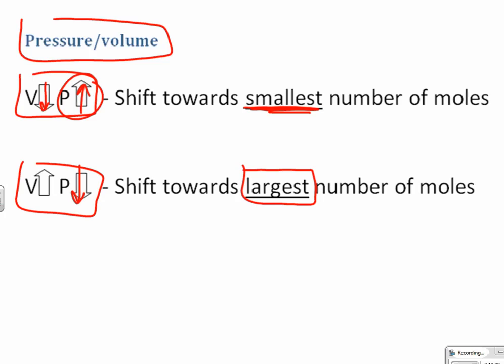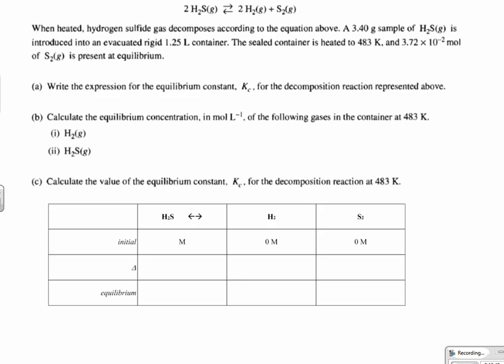Last thing is, on equilibrium problems on the AP exam, they typically will have you do an ICE table. So if you look right here, it says hydrogen sulfide decomposes. A 3.4 gram sample is introduced into an evacuated rigid container that's 1.25 liters, heated, and 3.72 is present at equilibrium. That's the key, because remember they're always going to give you an equilibrium value, so you back solve. That's what back solving is.